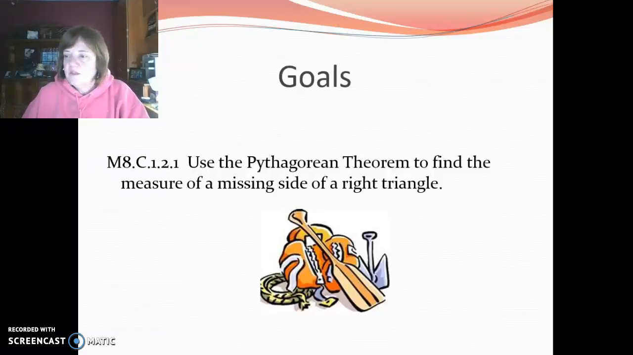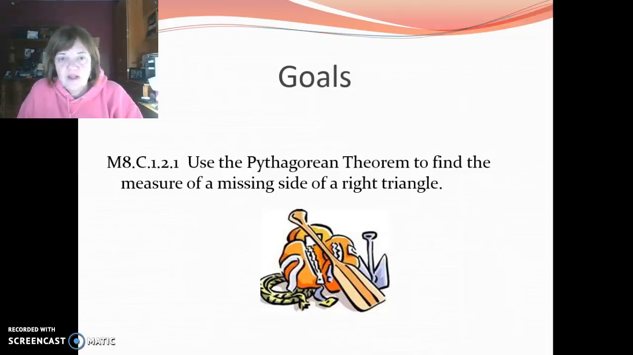We're going to be starting a new unit today, and we're going to talk about the Pythagorean theorem. I know that's a big word and it's really spelled strange, but it's named after a man who had a strange spelled name. Anyway, the purpose of the Pythagorean theorem that we're going to do today, our goal, is to find the measurement of a missing side of a right triangle.